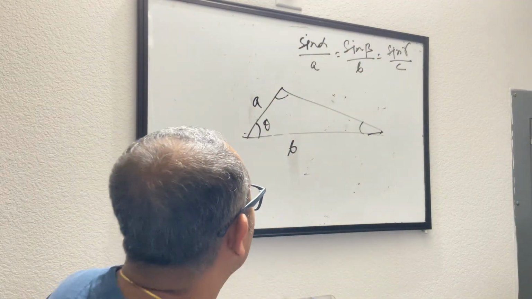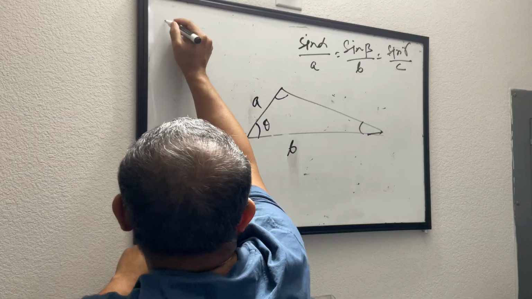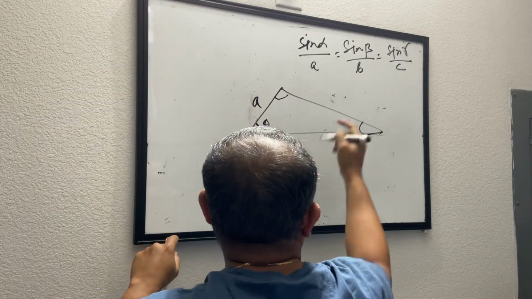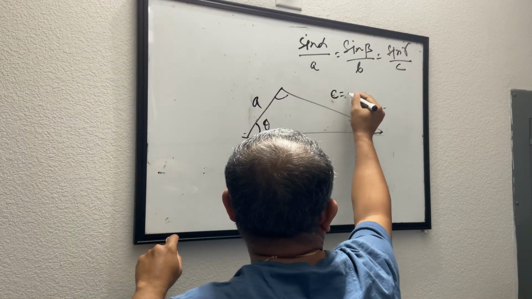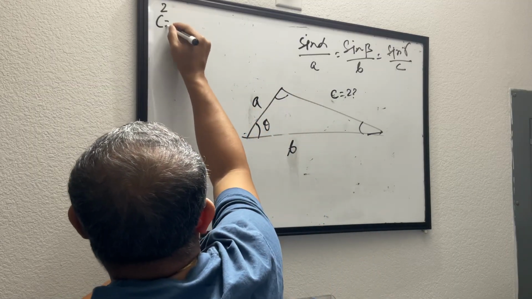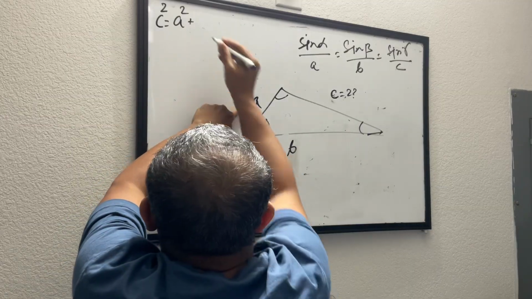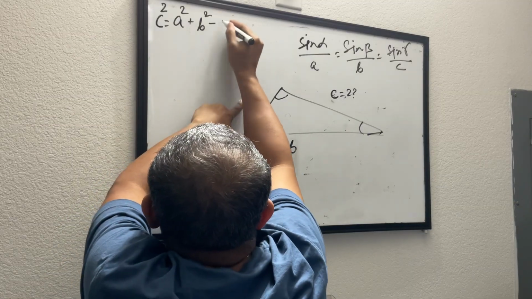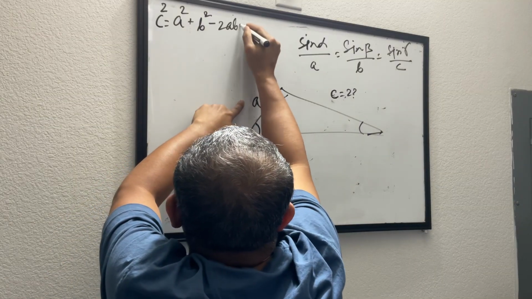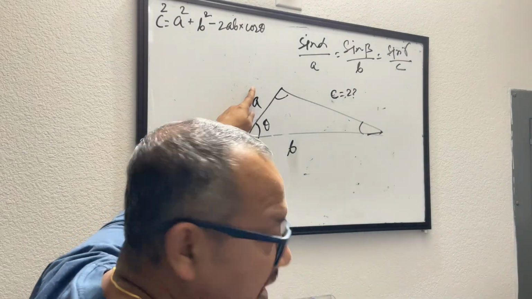That is where the law of cosine comes to our rescue and says that if you have these two sides known and this side we are trying to find out, the square of the third side is equal to the square of the first known side plus the square of the second known side minus 2 times AB into cos of the theta between the two sides. And let's prove that.